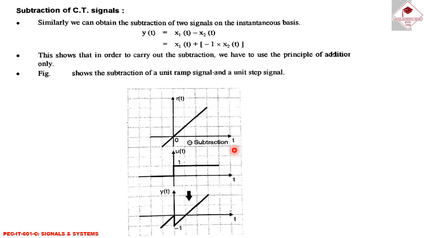Next, the subtraction of continuous time signals. Again the same procedure is followed over here. One unit ramp function has been written over here, and the unit step function is like this. As per the position value, if I subtract these two signals, the final representation of the signal will be obtained like this.